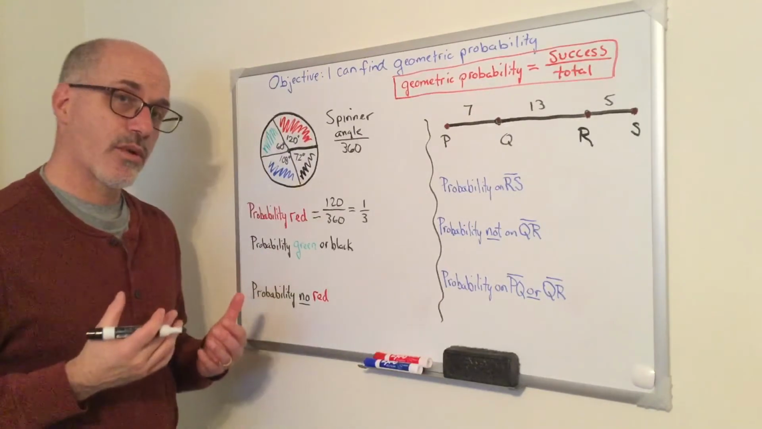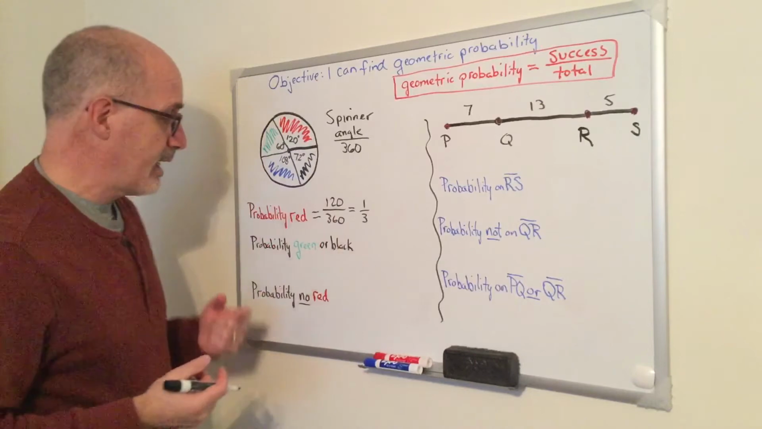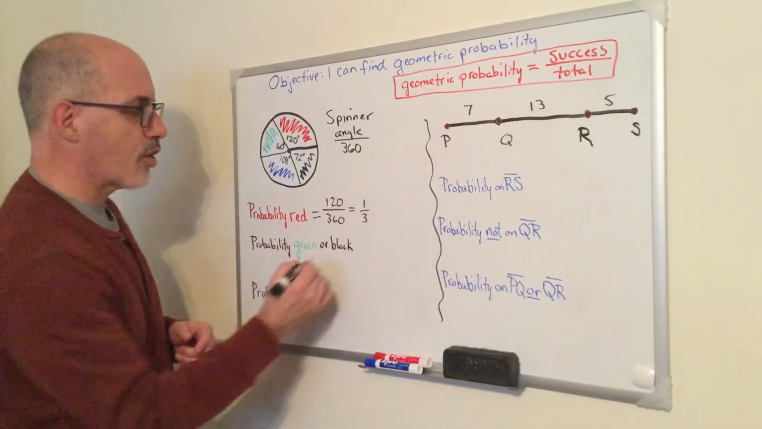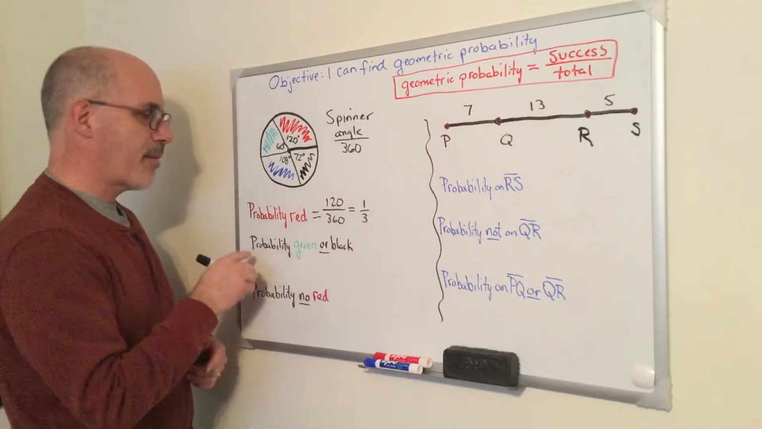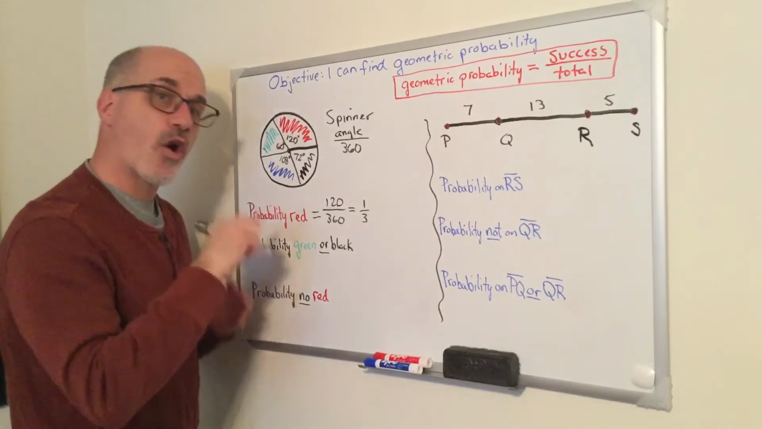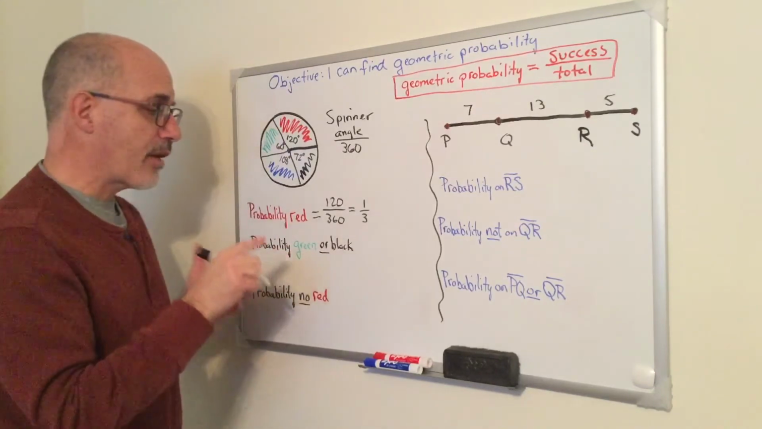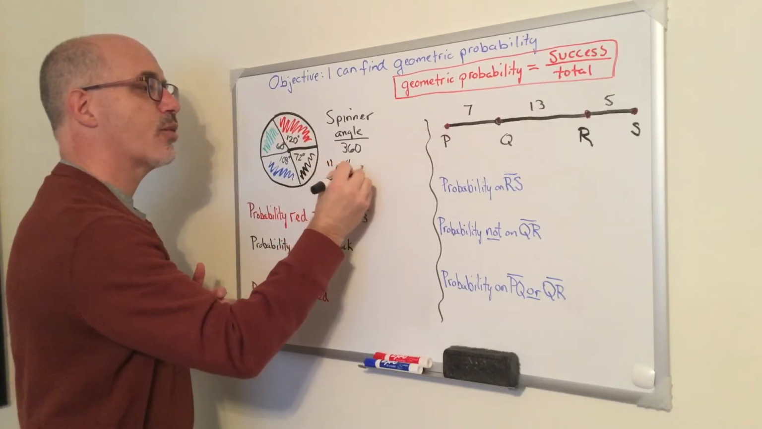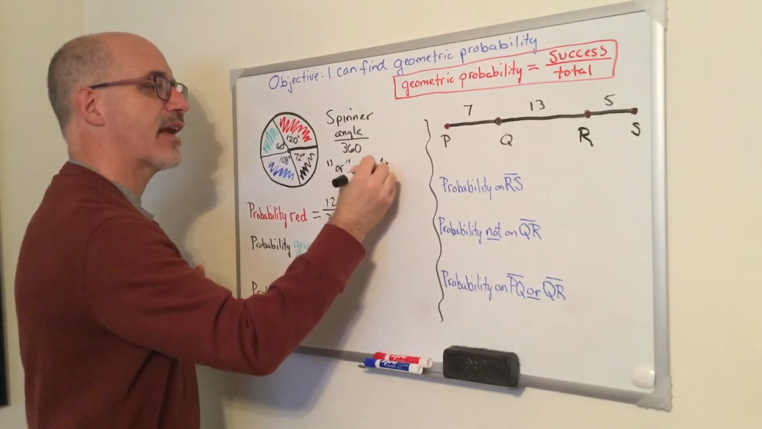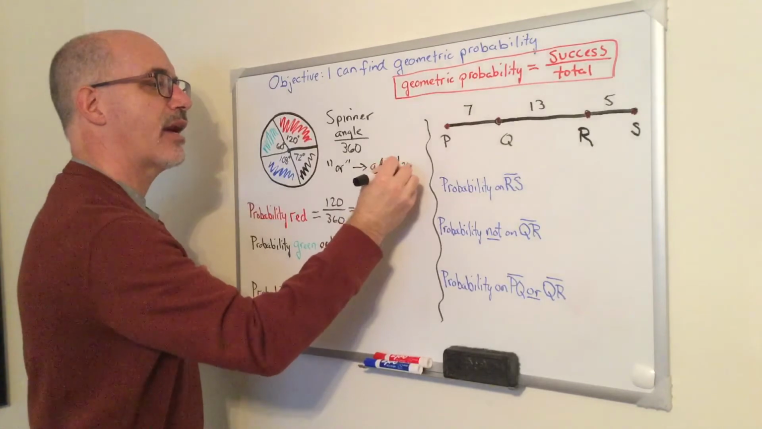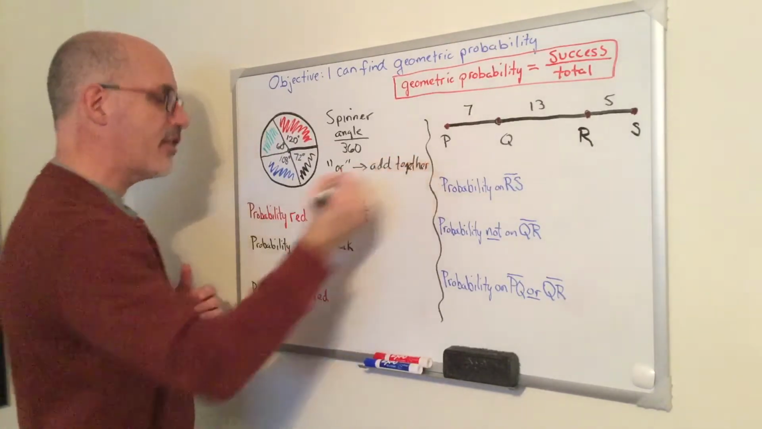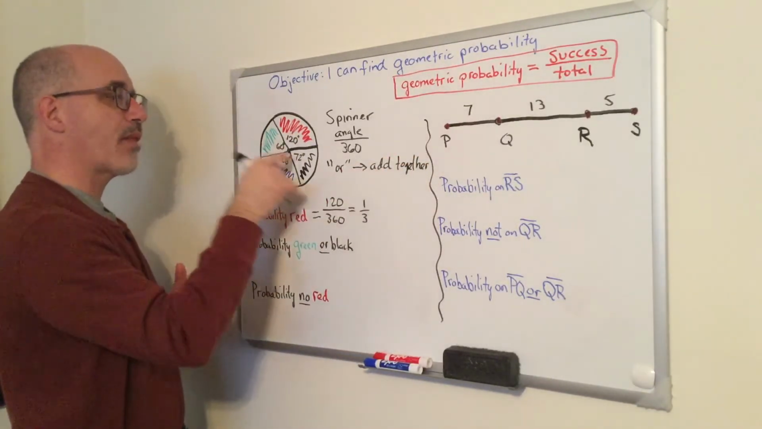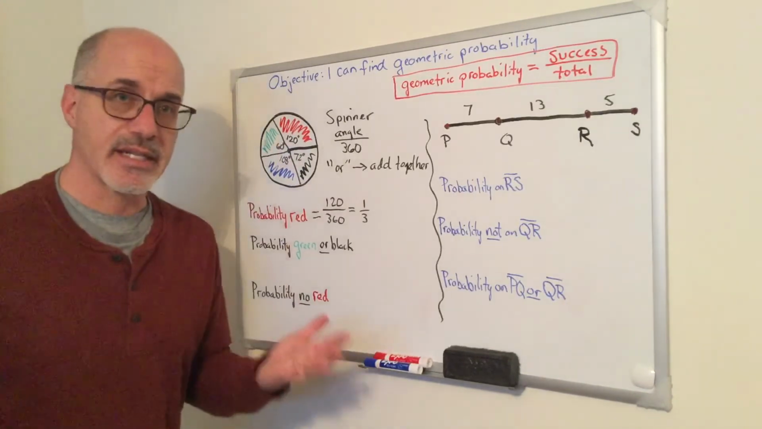Now, I'm going to throw a little extra into this one. In this one, I want to put in the word or. I want the probability it lands in either green or black. Well, think about the word or. That means you're going to add them together. Now why is that? Because it could either be in green or black. Both of them is success.